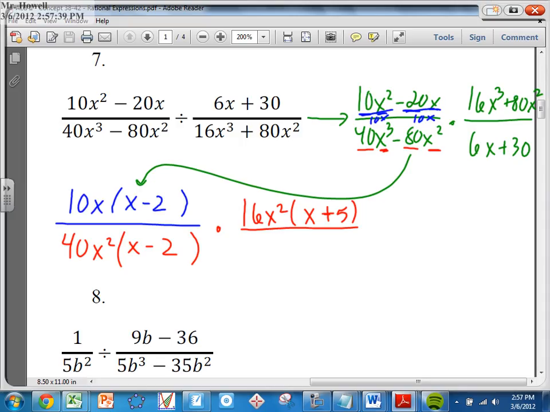What do I take out of the bottom, guys? 6. What's left over if I take a 6 out? Another nice occurrence. At this point, start canceling. That's all you've got to do. Cross cancel, vertical cancel. X minus 2, x minus 2. Done. And x plus 5, x plus 5. Done. And then can you take out those x's? Yes, so I could take one of these x's with this x squared, or I could just look at the x squareds, aren't they in both? Cancel this x squared with this x squared right here.